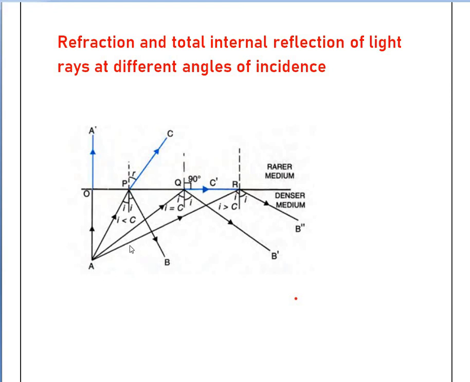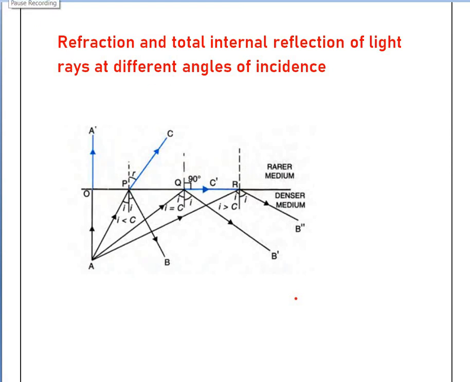Now for the ray AR, the angle of incidence is greater than the critical angle, so it is totally reflected. The angle of reflection r is equal to i, you can see that. That means the total ray of light comes back again into the same medium. So no refraction occurs here. From this diagram you can understand how the refraction and total internal reflection of light rays at different angles of incidence occur.